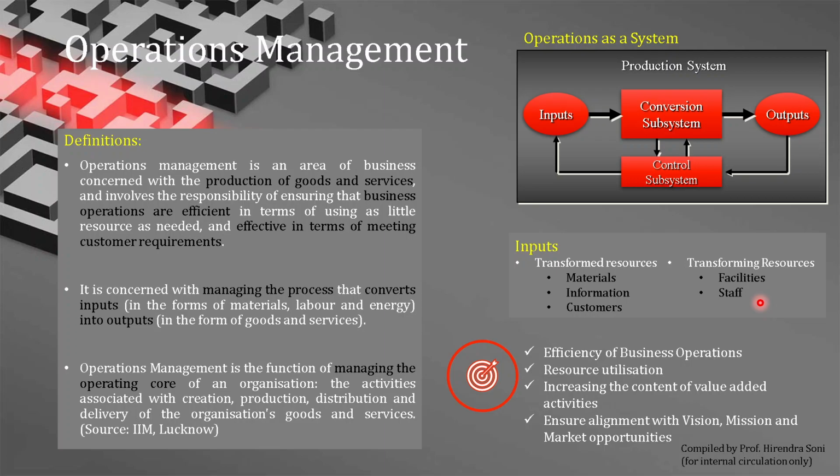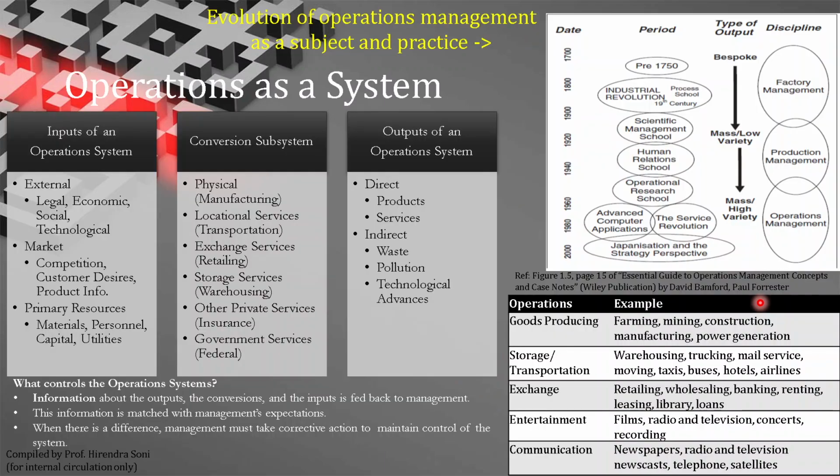The objective of every operation system is to ensure the efficiency of the business operations, resource utilization in terms of effectiveness and efficiency, increasing the content of the value-added activities, and ensuring the alignment with vision, mission, and market opportunities. When we look at operations as a system, the inputs can be further categorized into external inputs, market-related inputs, and primary resources.